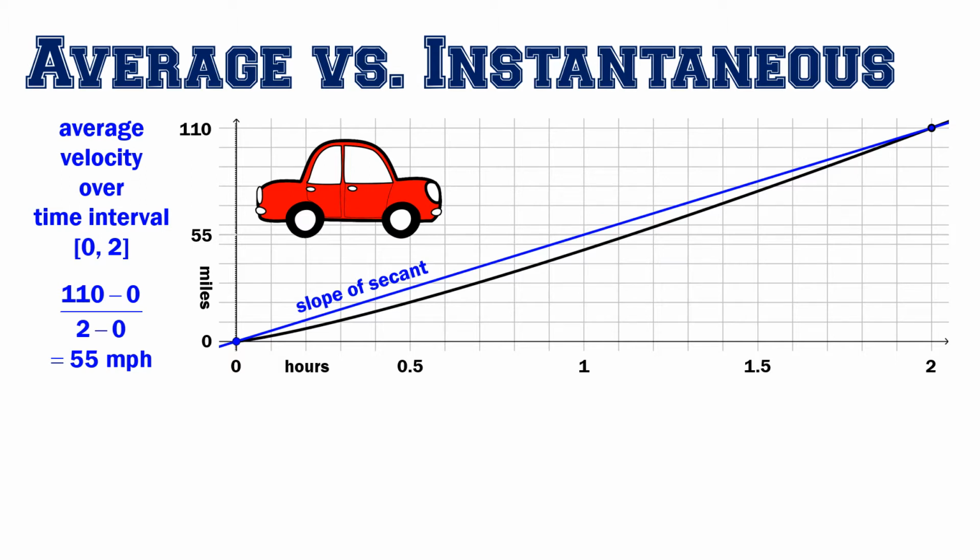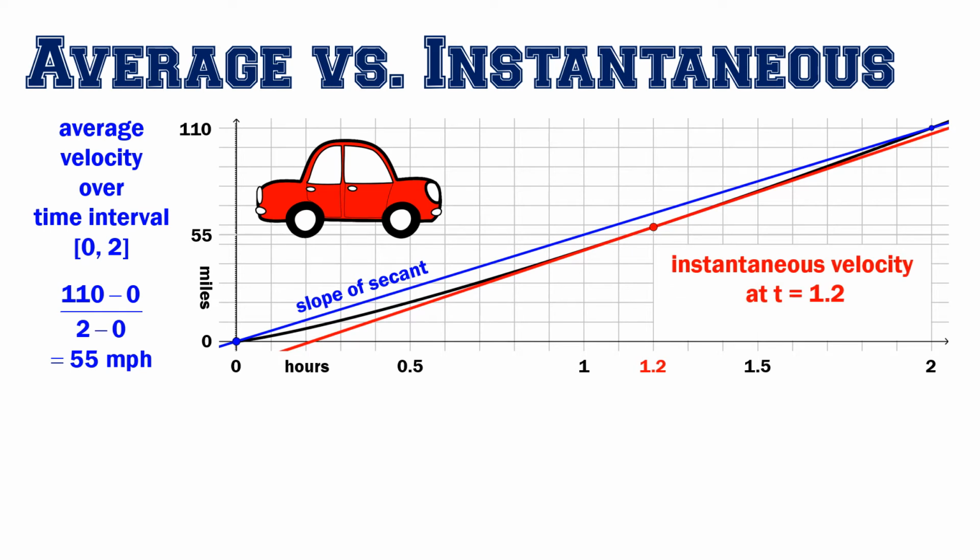But since the graph is a curve that does not follow the secant line, the speedometer would not always show 55 miles per hour. In fact, the speedometer would show a much lower value at the beginning of our drive, as we are proportionally traveling less distance over the same proportional amount of time. And as we get closer to the end of the 2 hours, our rate is faster than the slope of the secant line. So when we wish to find the instantaneous velocity at time equals 1.2 hours, we need to find the slope of the tangent line that passes through the curve at that moment. But how do we find that value mathematically?